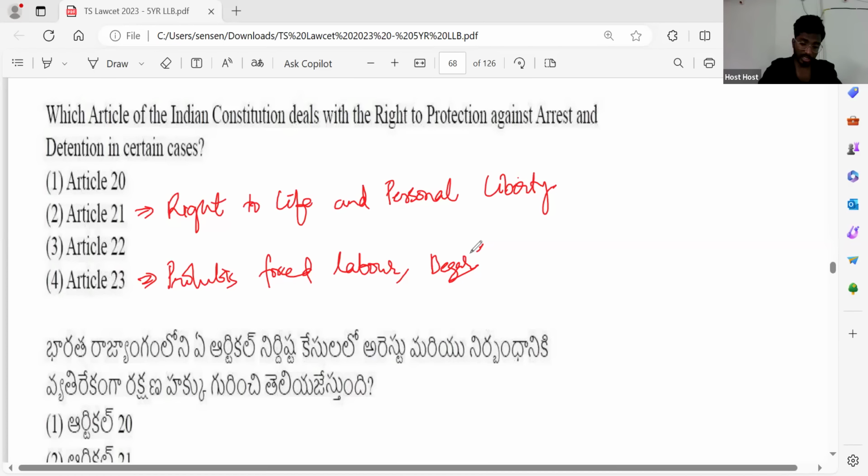So 23 is applicable for everything, any kind of human trafficking. So 23 is prohibition of human trafficking and forced labor. What is human trafficking? Human trafficking is trading human beings, smuggling them. So it can be anyone, male, female, or children. These kinds of things are not allowed under Article 23. Next.